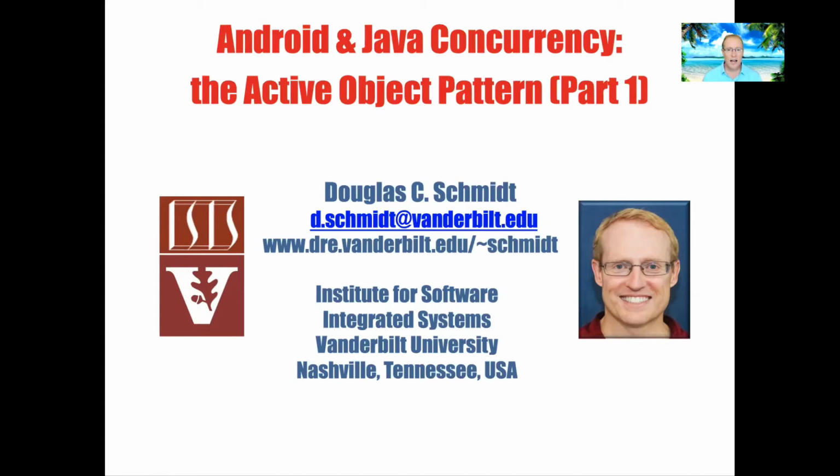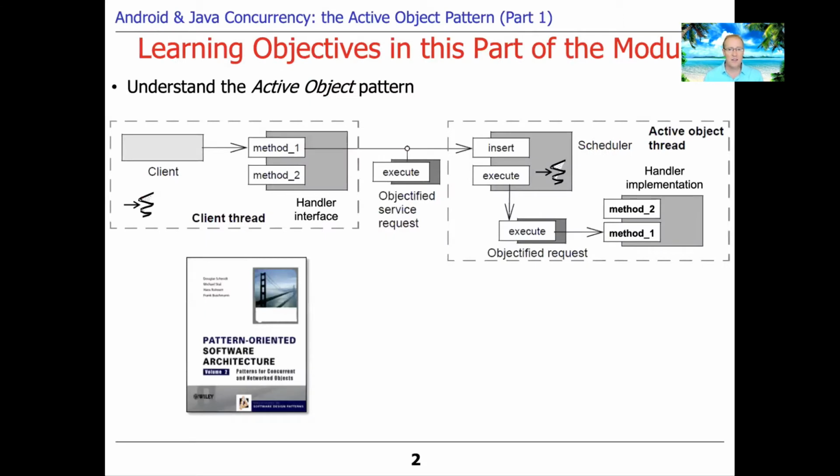So what we're going to do now is continue our coverage of patterns, picking up from where we left off last time by focusing now on the active object pattern. You'll see that this pattern appeared in the POSA2 book, and you can also find it on Wikipedia.